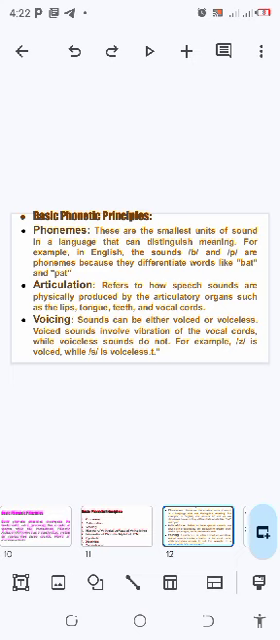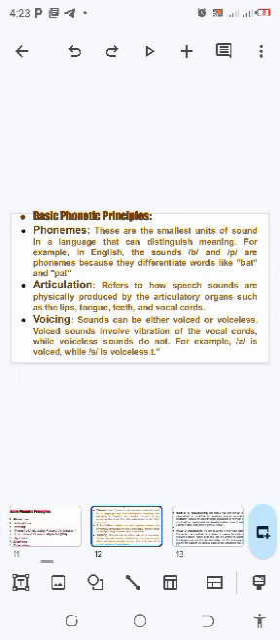So that's another rule, another principle of phonetics. So we have an example. Let's pronounce the sound z. Just place your hand on your vocal cords and you see the vibration. You feel it. Z. Now pronounce s. There is nothing. So we can say that z is a voiced sound whereas s is not voiced.